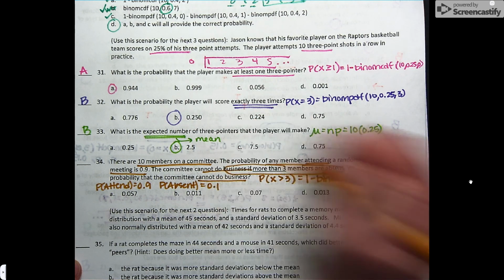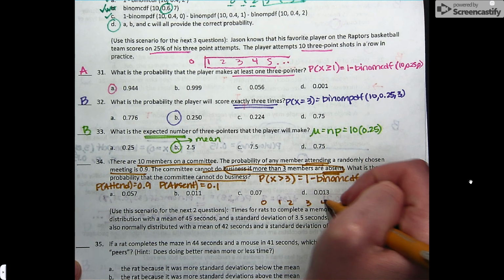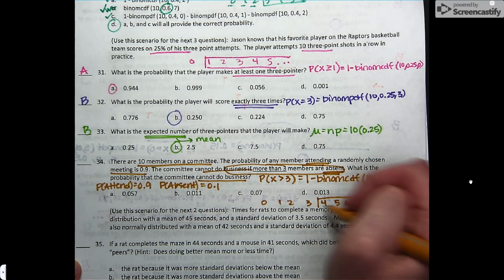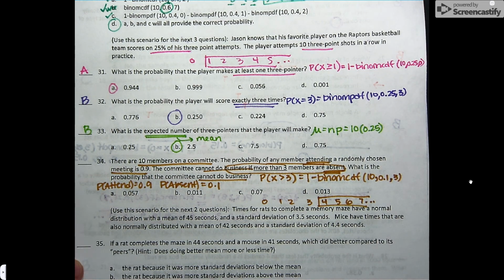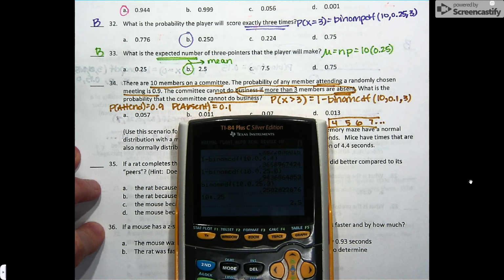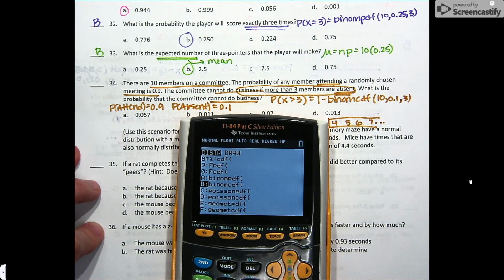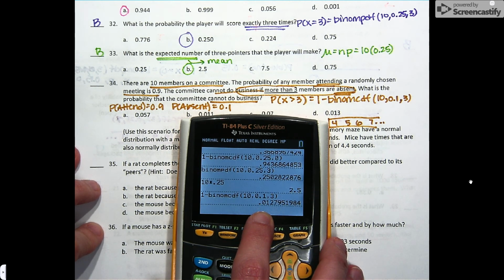So they cannot do business. And once again, if I want more than 3, since I said more than 3, I can't include 3. So I want 4 or more members. So the last number I do want to get rid of is that 3. So I have 1 minus binom CDF of 10, 0.1, 3, and that's how I get 0.013.